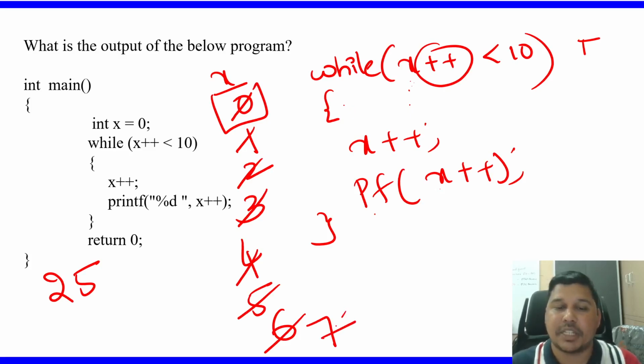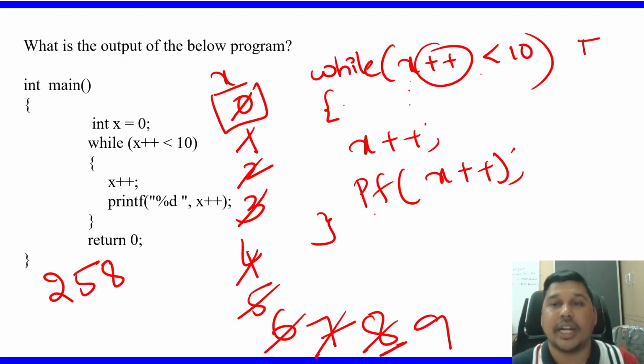Again there is X plus plus. It becomes 8. Now come to printf. Post increment X plus plus. Don't increment it. First print the value of X, then you increment it. What is current value of X? 8. So 8 comes here. Then there is plus plus which we have to complete. It becomes 9. Go to the condition.